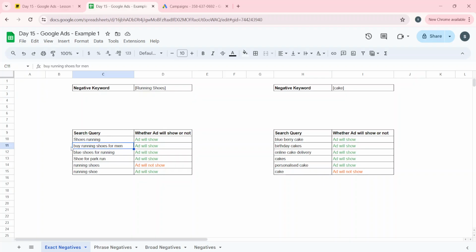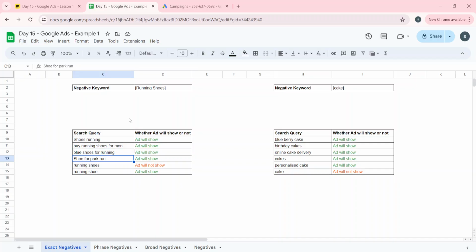Now, if you see here, buy running shoes for men, your ad will show. Why? Even though running shoes is matching here, this is not exact. As I have told, there should not be any extra words before or after the negative keyword that you have added. Running shoes means it should be running shoes. That's it. And in the third example, blue shoes for running, even though you have shoes here and running here, your ad will show. As I said, the search term should be running shoes. There should not be any extra words or any jumbling of the words we have added as a negative keyword.